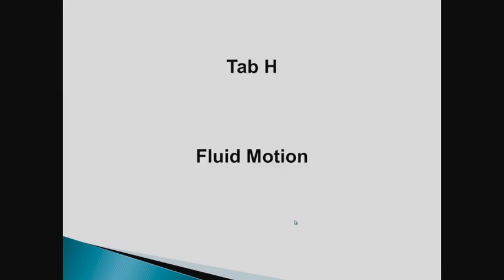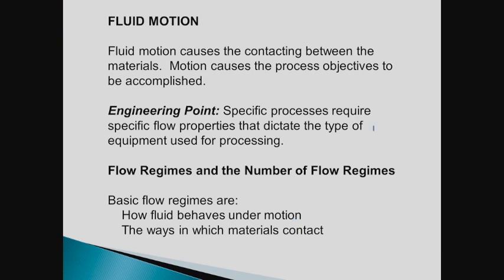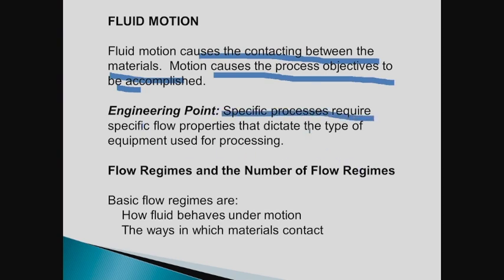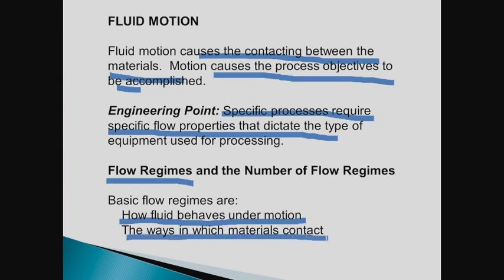Fluid motion. Well, fluid motion is a wonderful thing. It causes contacting between the materials, and causes process objectives to be accomplished. Specific processes require specific flow properties, which dictate the equipment used. One of the interesting things about flow regimes is that they tell you how fluids will behave under motion and how the materials will be contacted.